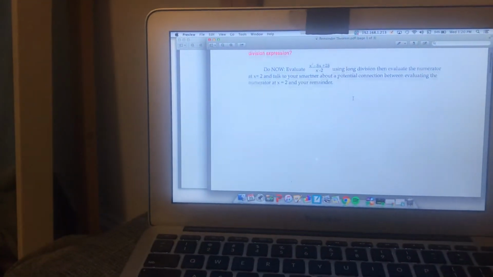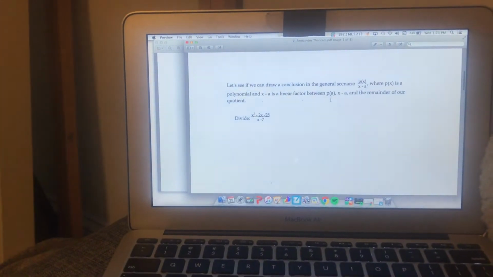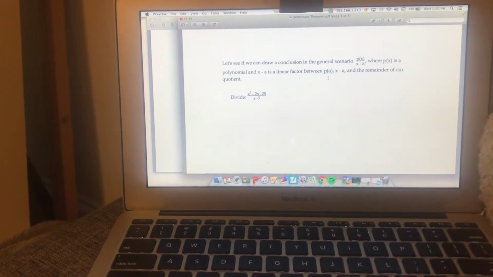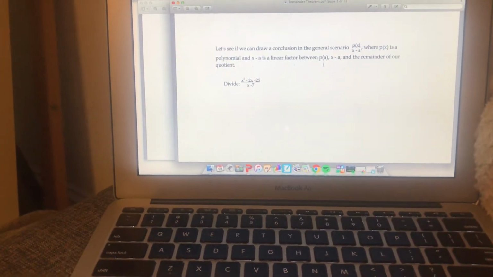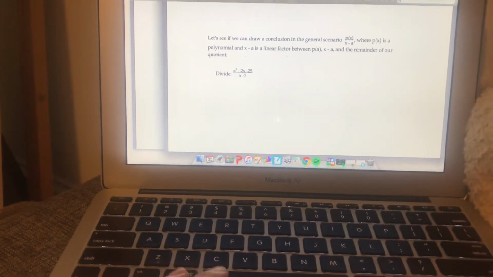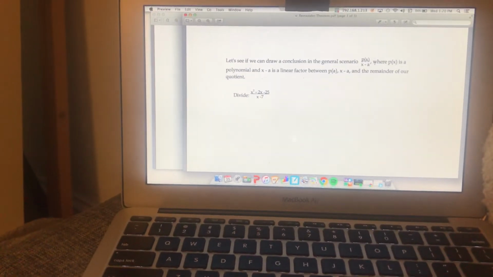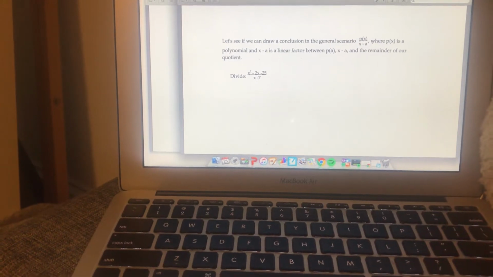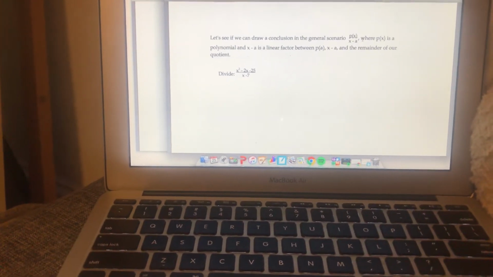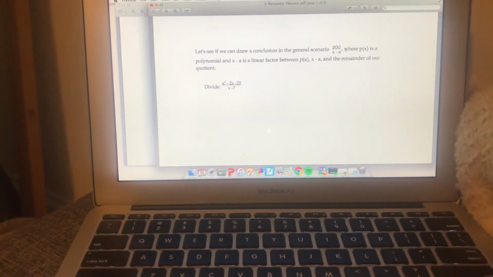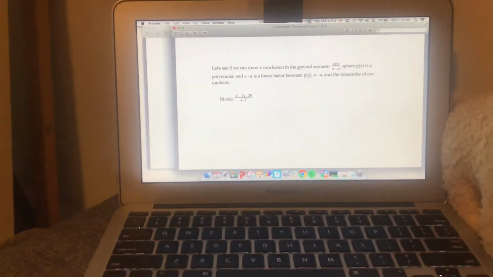So let's go back to our PDF here. I want to draw a conclusion there about the general scenario. This is just representing some polynomial. P of x is some polynomial, and x minus a is a linear factor between those values. So I want to draw a relationship between those two remainders. So let's go ahead and do the long division. You guys can get a head start if you need to. I'm going to reseat my whiteboard.